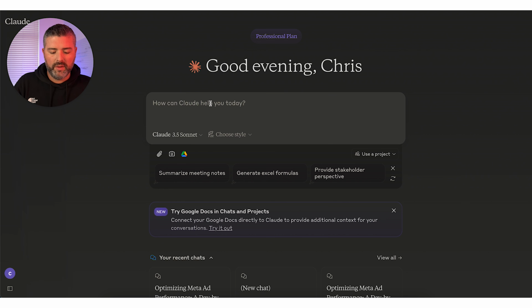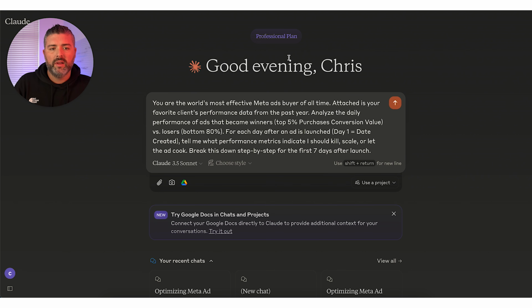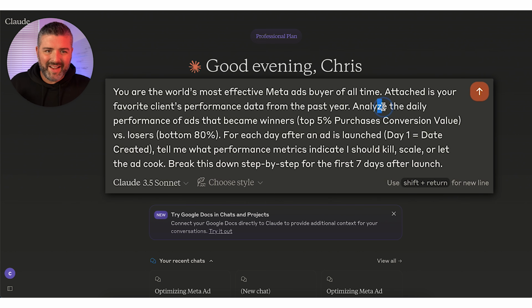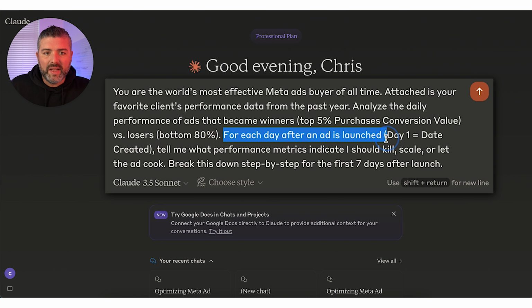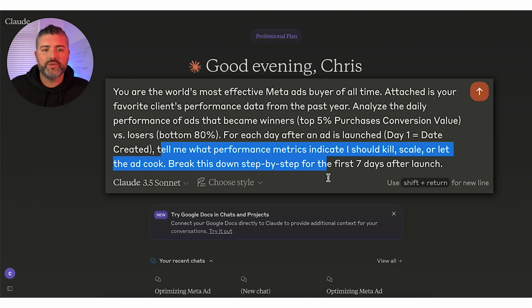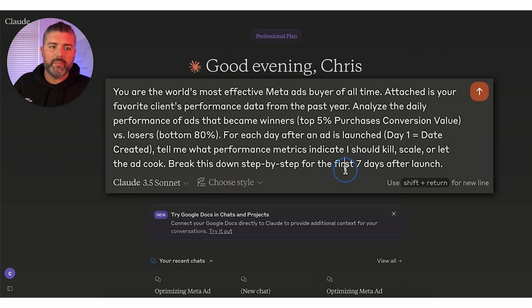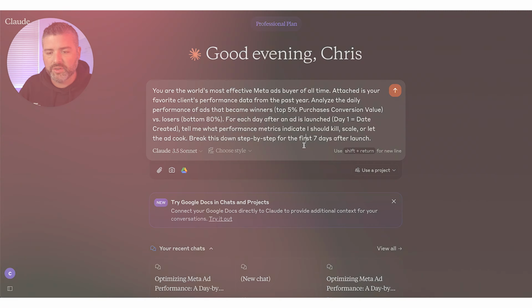From here, what we want to do is paste in this prompt. Screenshot it here, pause it, whatever. Essentially, we want to take the daily performance of ads that became winners, which are the top 5% of conversion value, versus the losers, which is the bottom 80%. For each day after an ad is launched, tell me what performance metrics indicate that I should kill, scale, or let the ad continue to cook. Break this down step by step for the first 7 days after launch. The key is this.